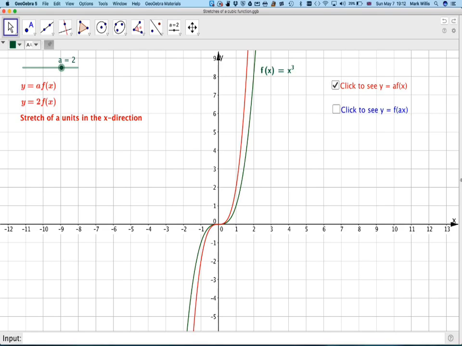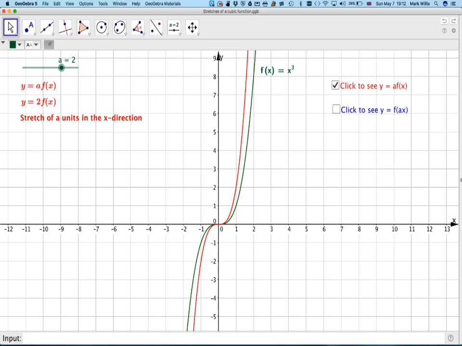What this does, okay, if we take that point there, on the new graph it's now 2 units. So this graph has been pulled upwards 2 units this way and downwards 2 units this way. So this is called a vertical stretch, or stretch of 2 units, because a is 2.